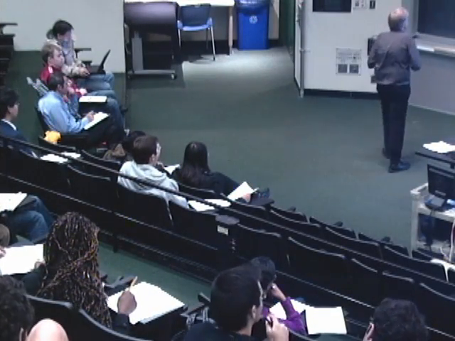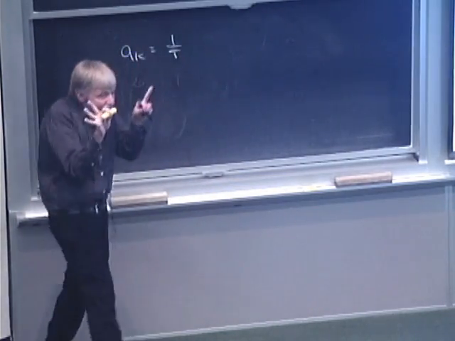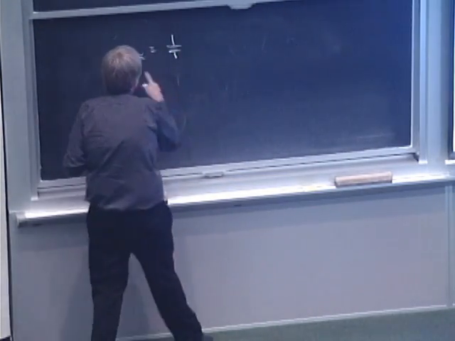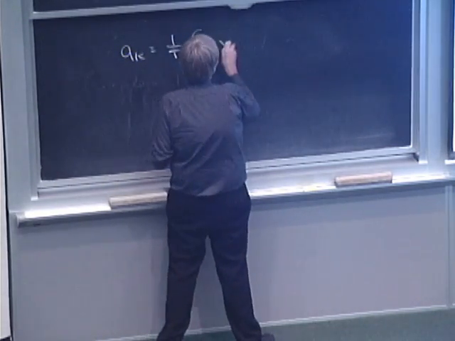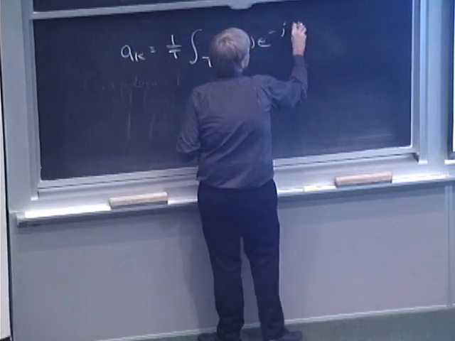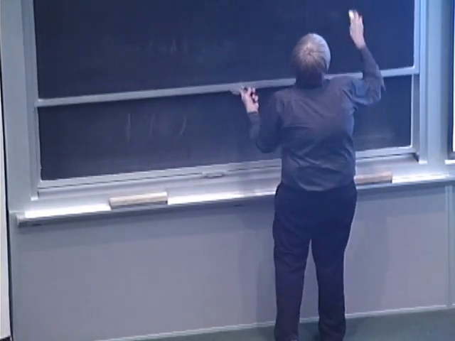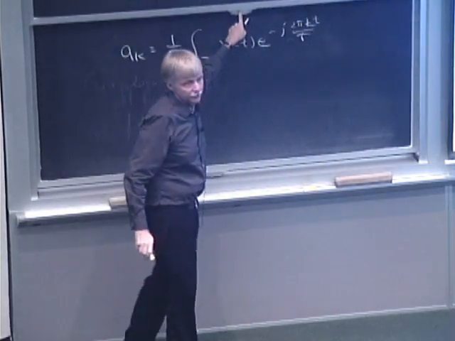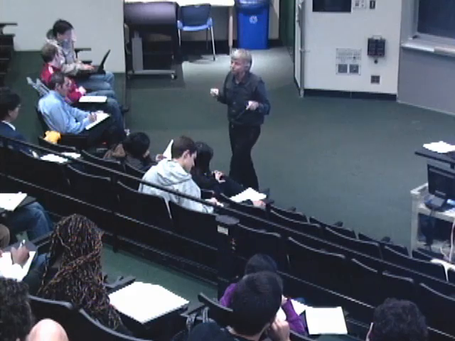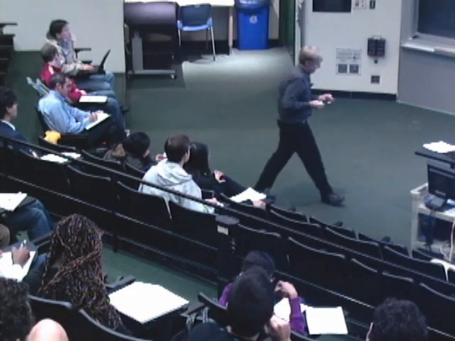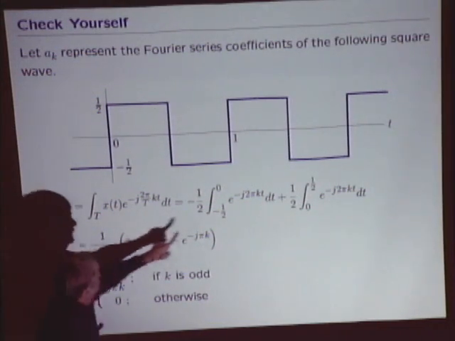So what I'd like to do is say that a sub k is 1 over T, assuming everything works. Then a sub k should be the integral over T, weighted by 1 over T, of x of t e to the minus j 2 pi k t over T. I should have put a plus there. I want the minus sign in one of the formulas and not in the other one. And if you just think about that integral, it's not very hard.